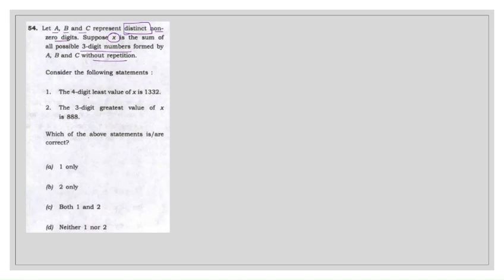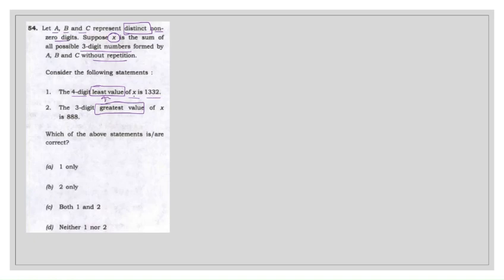The first one says the 4-digit least value of x is 1332. So here we are talking about the least value. We'll focus upon this fact once again. The second statement says the 3-digit greatest value of x is 888. Focusing upon the first part, they're asking us the least value. We'll not focus upon the 4-digit part here because obviously this number is of 4 digits.